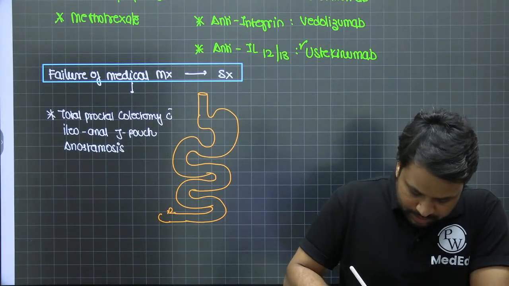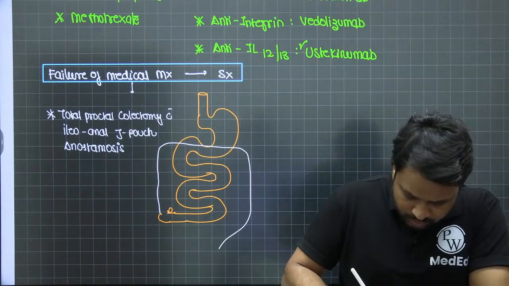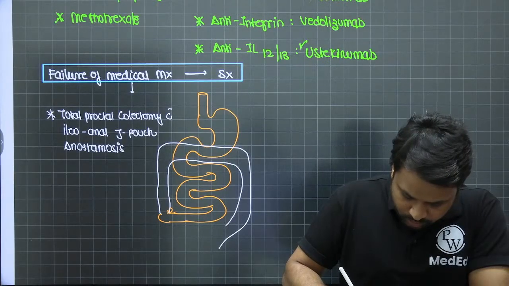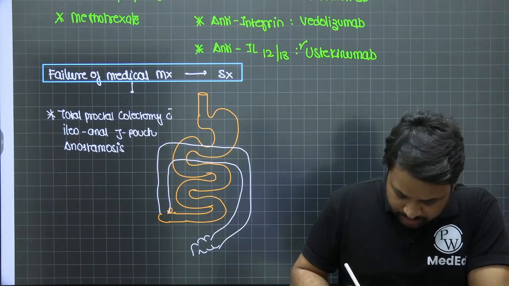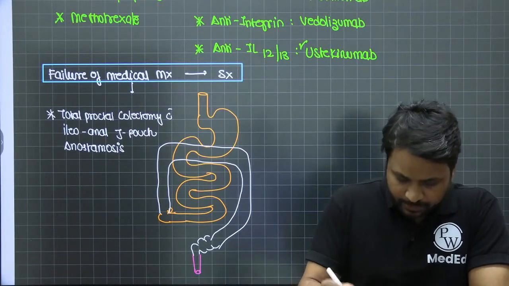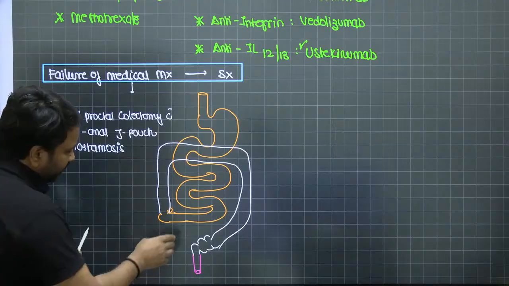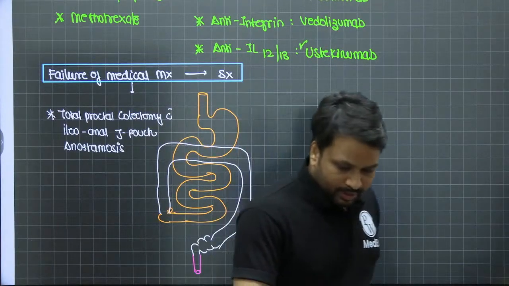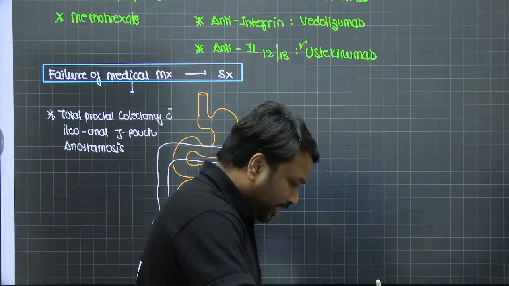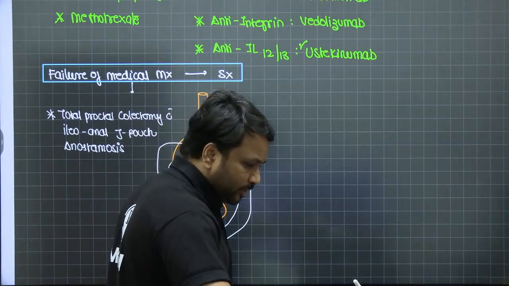From here, you see that you have the ascending colon, the transverse colon, the descending colon, all the way to your rectosigmoid, and then at the end you have the anal canal, right? This is what we have, right? Now when I say total proctocolectomy, that is from the rectum all the way to the terminal ileum. So these are the marking points.